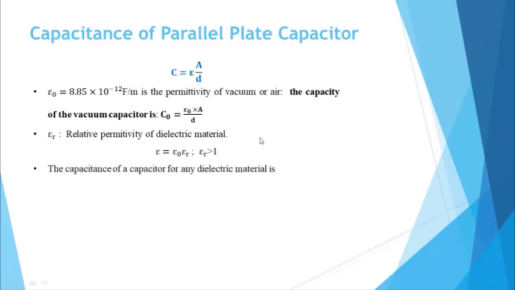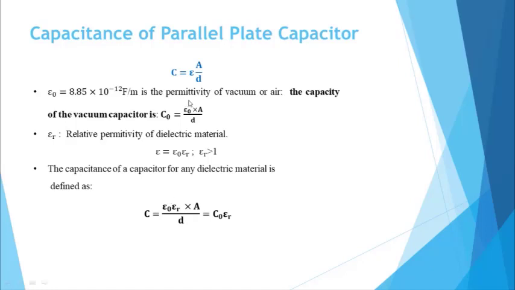The capacitance of a capacitor for any dielectric material is given by C is equal to, instead of epsilon, I'm going to substitute this equation: epsilon is equal to epsilon 0 times epsilon r. I'm going to substitute it here. Then the capacitance C will be equal to epsilon 0 epsilon r times A divided by D.